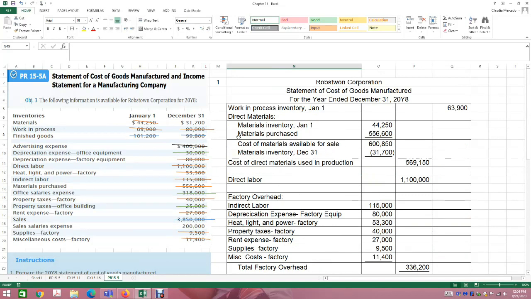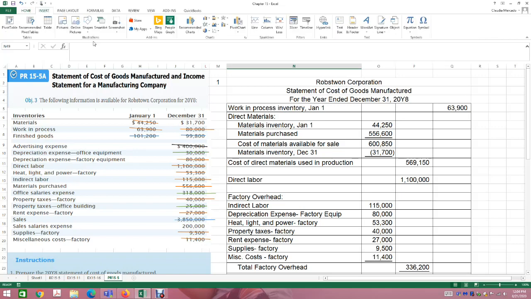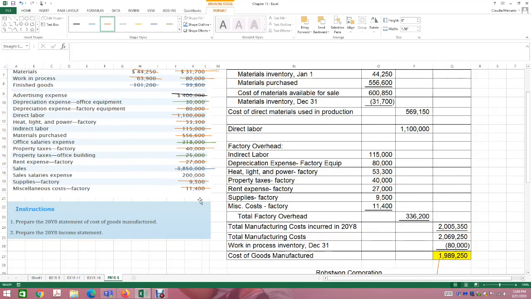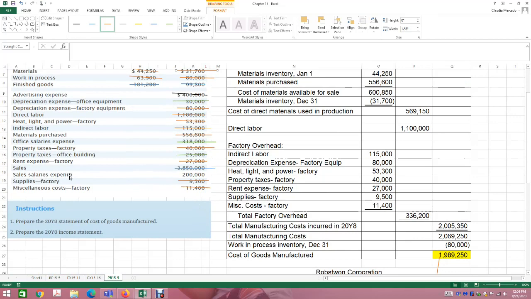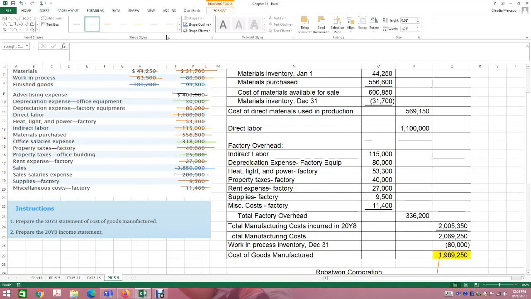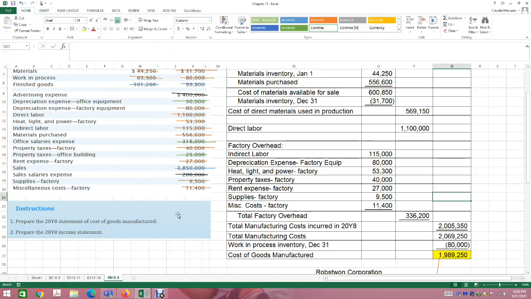Oh, I forgot. Look, I didn't mark that one. I need to mark it because then I'm going to forget that I used it. I used it right there. So, going back, sales salaries expense 200,000. I'm going to mark that off. Sales salaries expense. These are the people that are in my sales department.